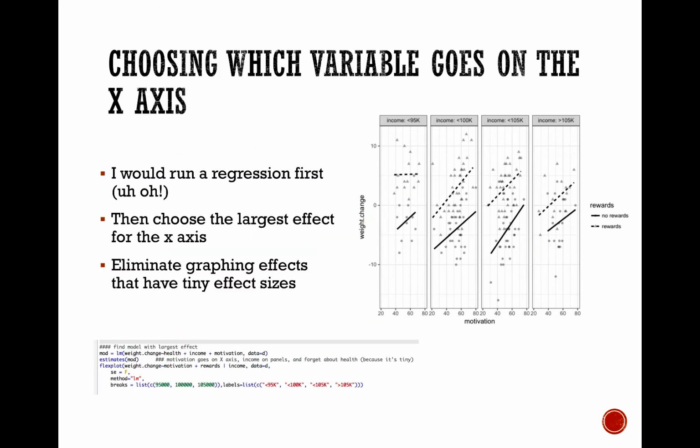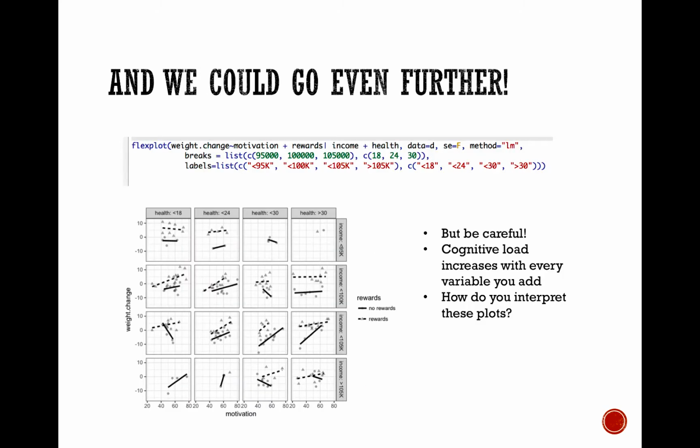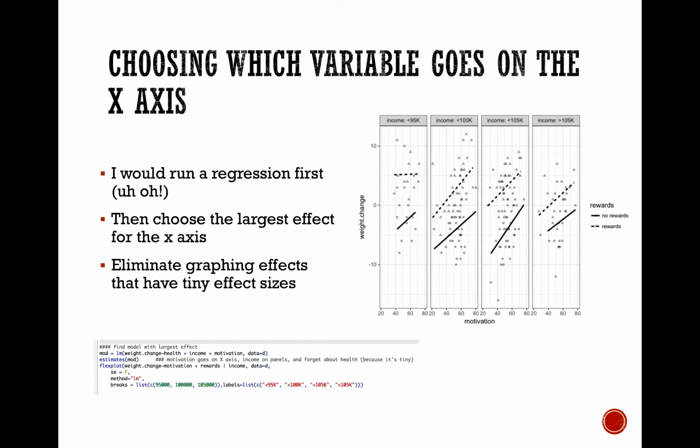Good luck. All right, so choosing which variable goes on the x-axis. So how do you choose which variable goes on the x-axis? Because, you know, in this plot we had 4 variables that could, well, yeah, I guess you could do 4 variables that could go on the x-axis. So which one do you choose first?